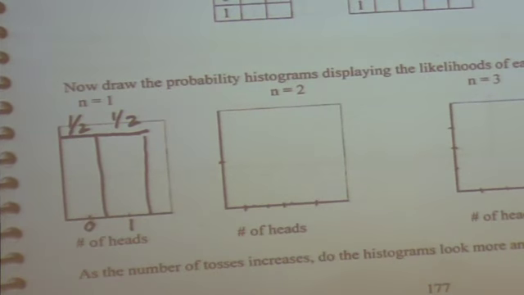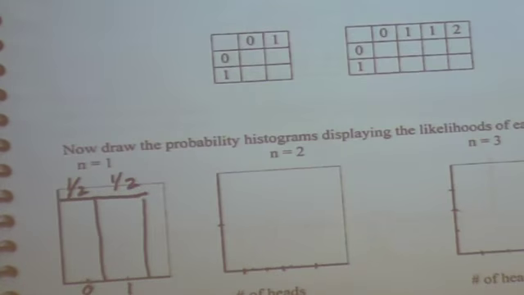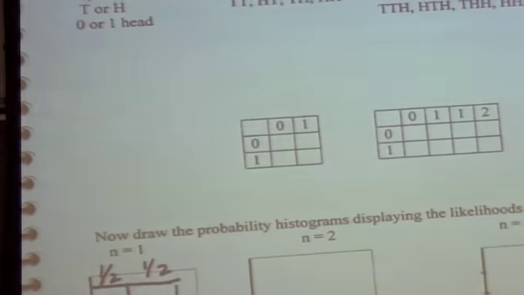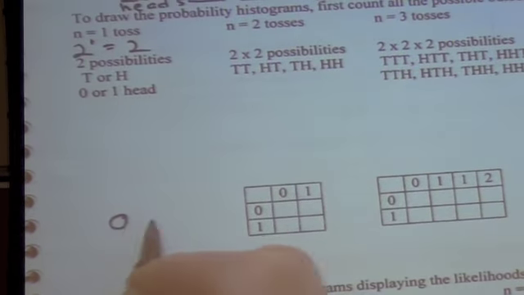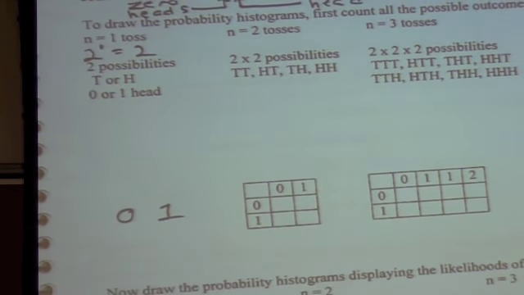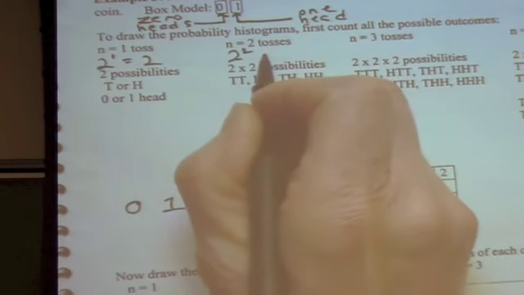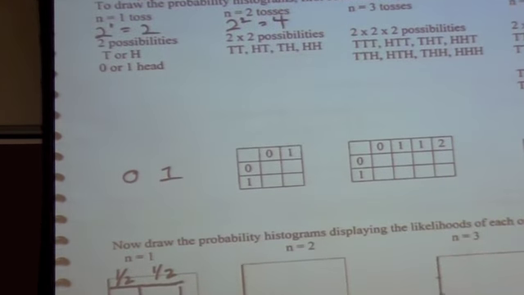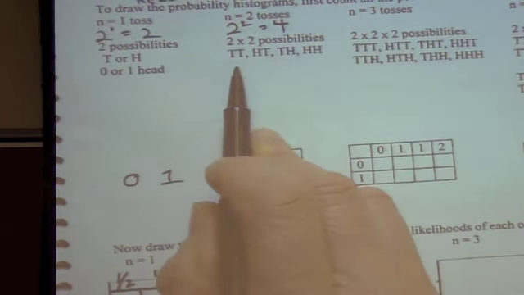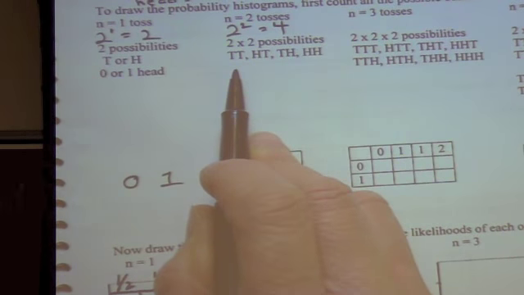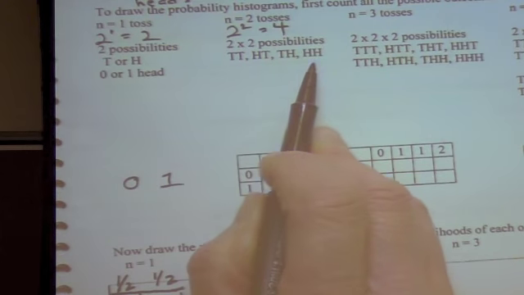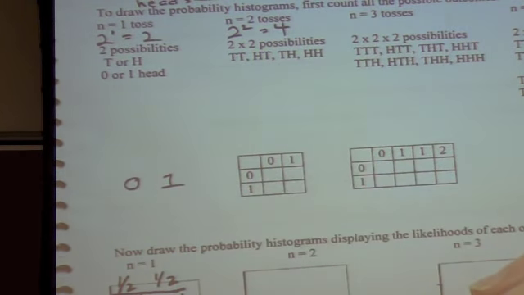Alright, so now let's think about drawing, that was 1 toss. Okay, so that was 2 to the 1, which is 2 possibilities. You could get either a 0 or a 1. Now, let's look at 2 tosses. Now there's 2 times 2, 2 to the 2, 4 possibilities. And here they are, tail, tail. That would be 0 heads. There's 2 ways to get 1 head, and 1 way to get 2 heads.